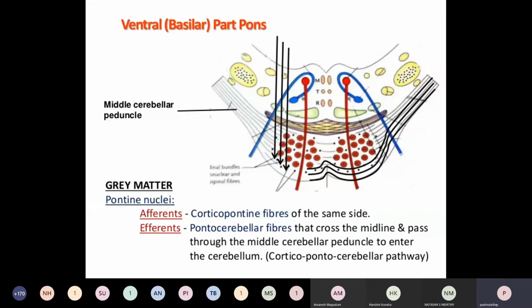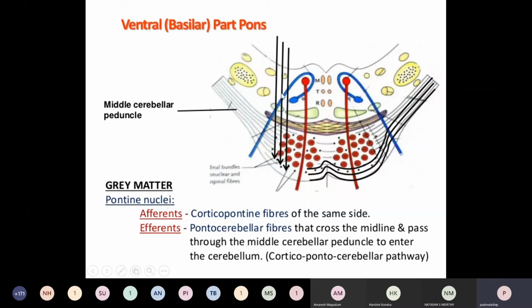So what is present within the basilar part or the ventral part? There is both grey matter and white matter. The grey matter of the basilar part consists of nuclei which are called the pontine nuclei. So what you are seeing here are the pontine nuclei. These pontine nuclei constitute the grey matter of the basilar part. These pontine nuclei receive afferents from the cerebral cortex. So there are fibers running here.